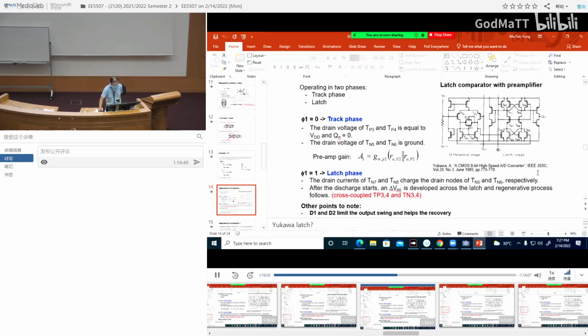This was published a very long time ago, in 1985. In 1985, maybe you're not even born yet, is it? Okay, so this circuit was published by... Oh, sorry, there's a typo here. It's supposed to be Yukawa, not Yubawa. Yukawa.